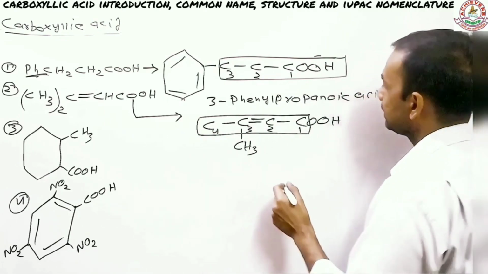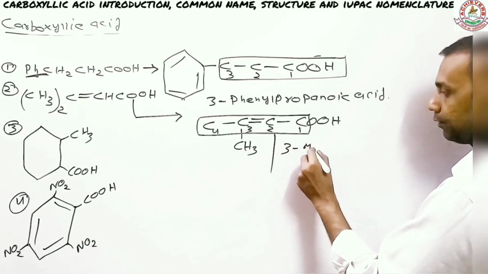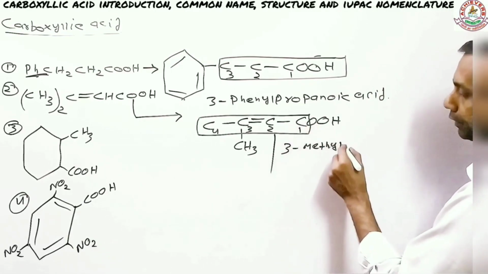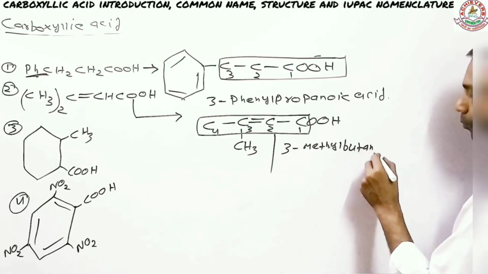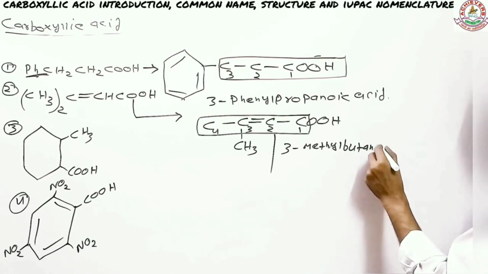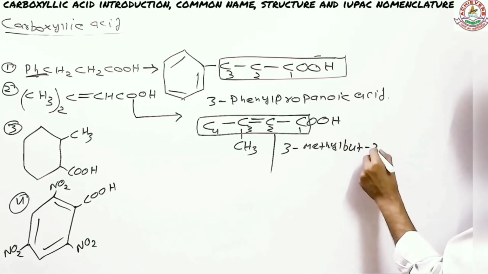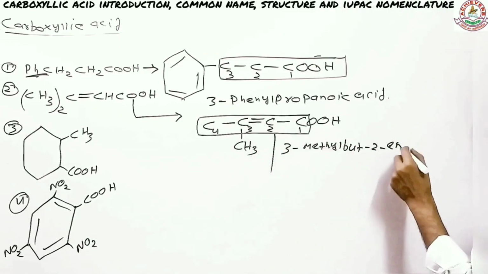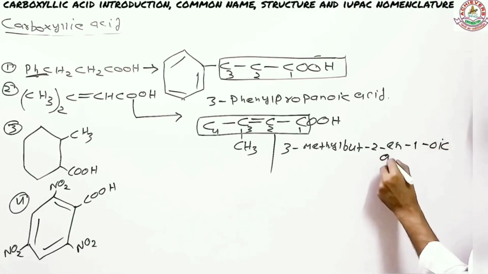So what is this going to be? This is going to be 3-methyl, and 1, 2, 3, 4, butane, 3-methylbutane, but 2-en, the en is coming for the double bond here, and 1-oic acid.